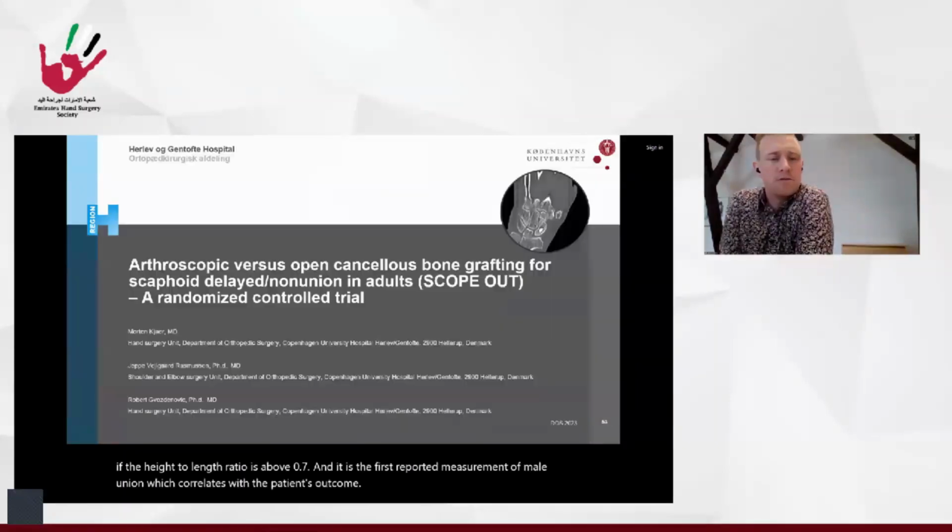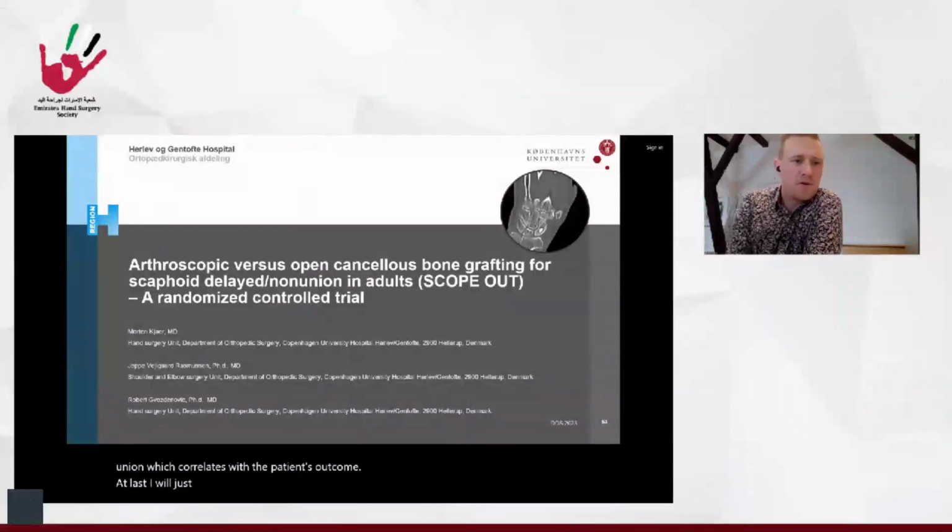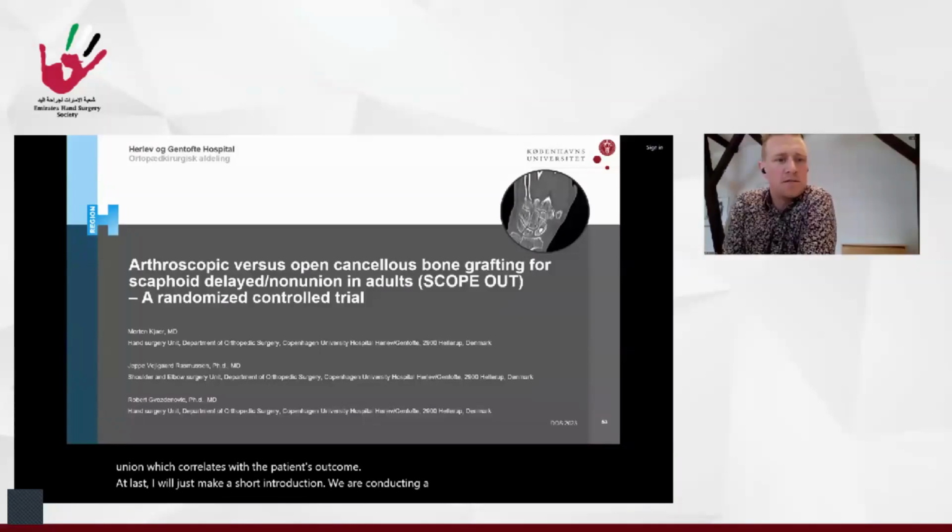At last, I will just make a short introduction. We are conducting a randomized study on this topic of scaphoid non-union, comparing the arthroscopic procedure with the open graft reconstruction.